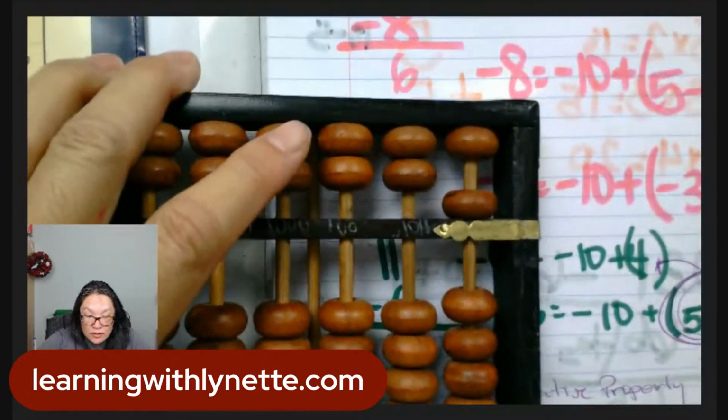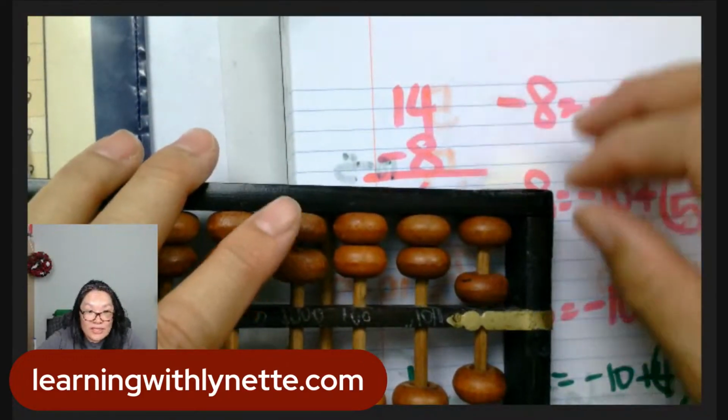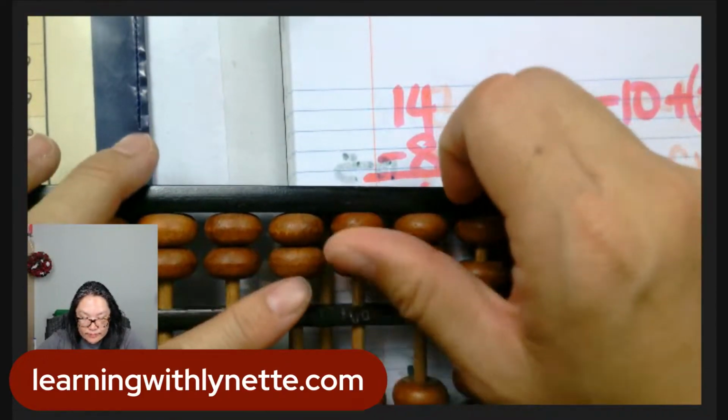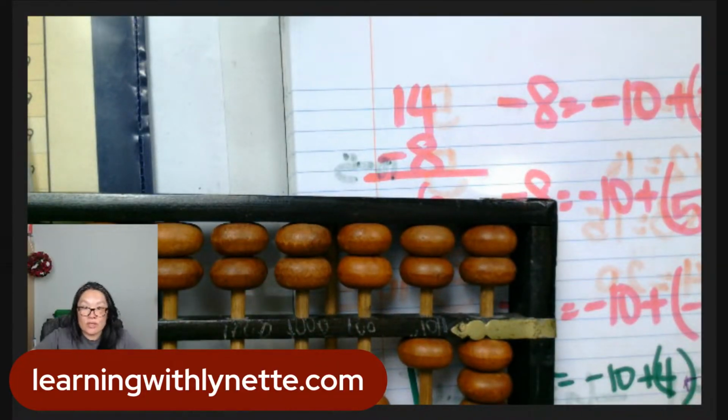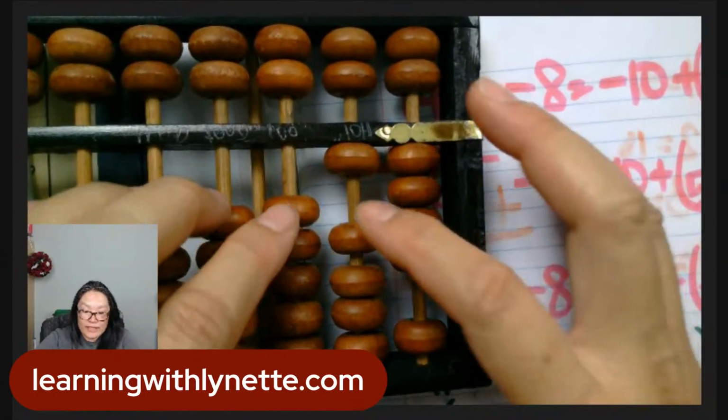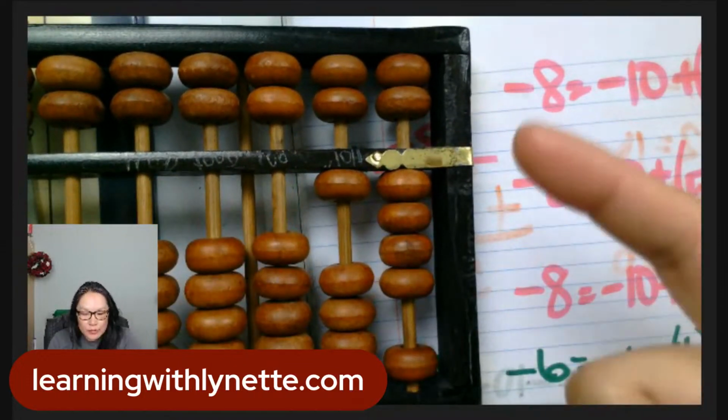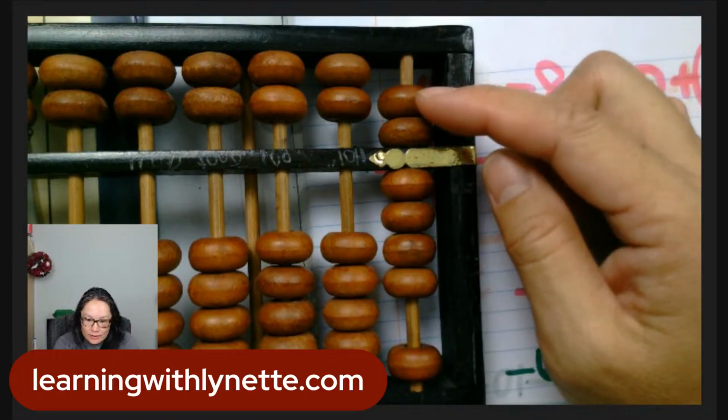What about this one? 14. Take away 8. It'd be the same thing. I take this 10, take away 8. 5, 6, 7, 8. So my final answer is 6. I guess you don't need to do formulas.